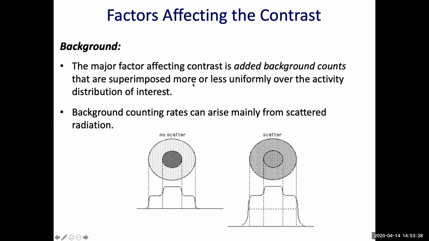Counts that are superimposed more or less uniformly over the activity distribution of the region of interest. Background counting rates can arise mainly from scatter radiation. Okay, the source of the background in nuclear medicine is the scatter of radiation. So we can see here the profile, the scatter tails on the point spread function. This is the point spread function for each image. This is without scatter, this is with scatter. We can see the uniform scatter background, which is added to the image of the primary and scatter photons. And we can see that contrast is affected by adding more scatter photons to the region of interest here.